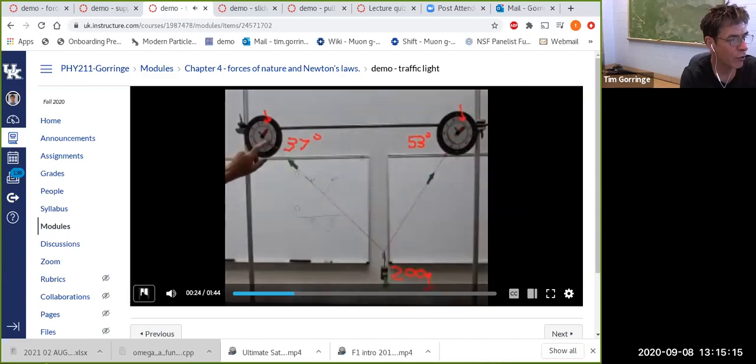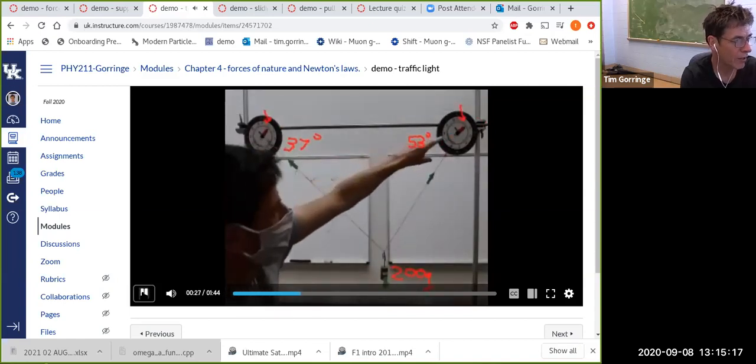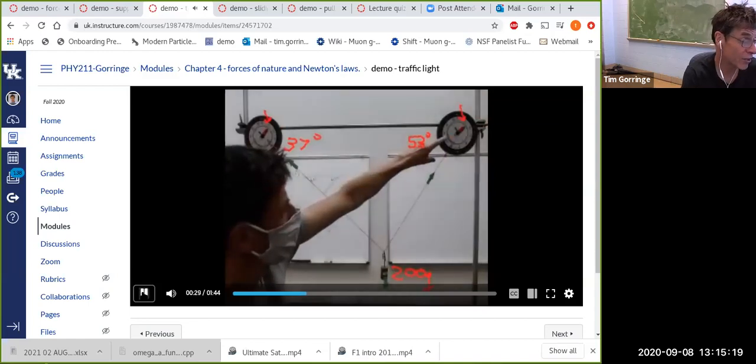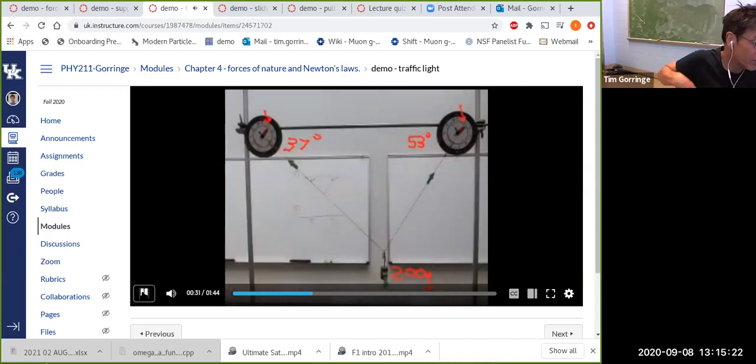You can see the angle on the right is now a bit bigger. The one on the left is a bit smaller. So it's 37 degrees on the left and 53 degrees on the right.